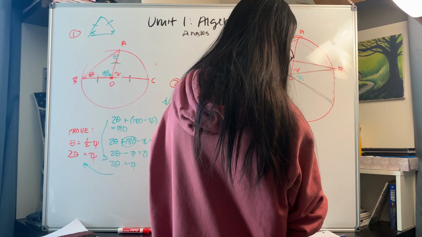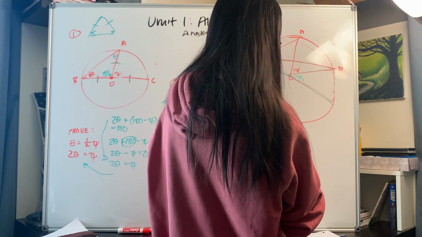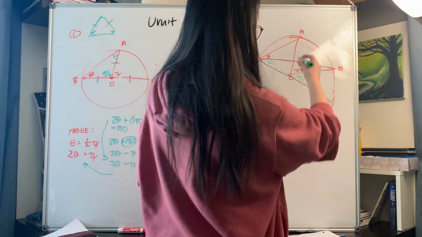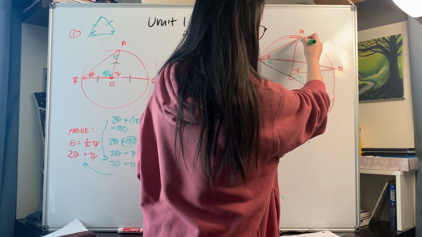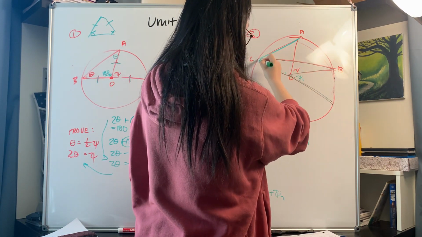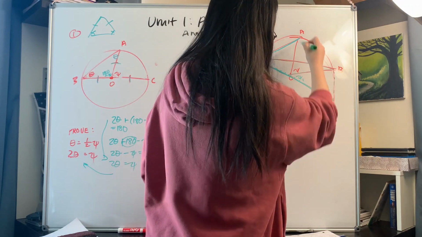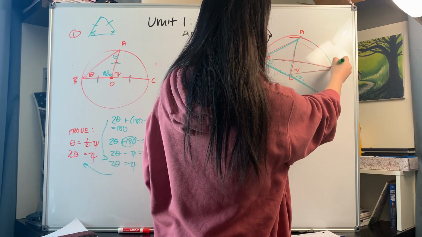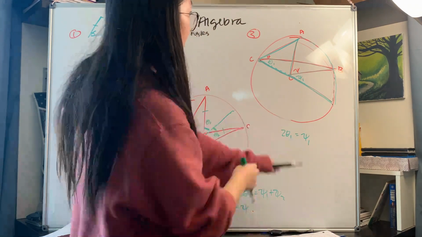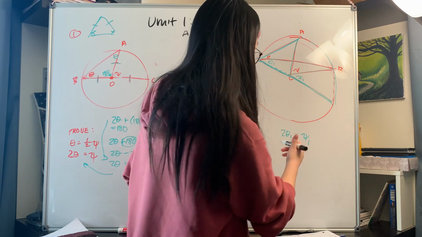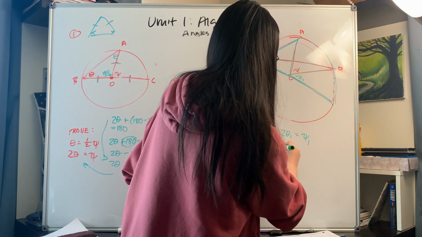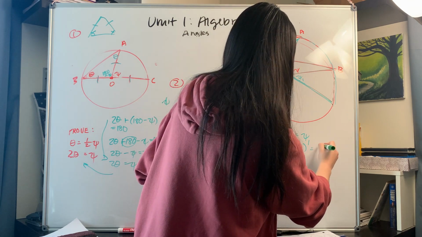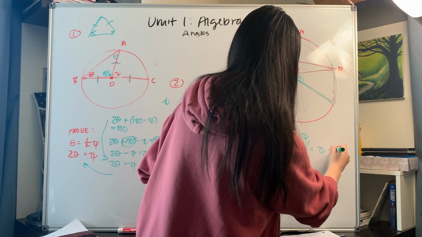And in addition to that, we can also draw out, I'll use green this time, this angle and this angle right here. And you'll notice that they both intersect the same arc. So we can also say that 2 times theta plus theta 1 is equal to psi plus psi 1.